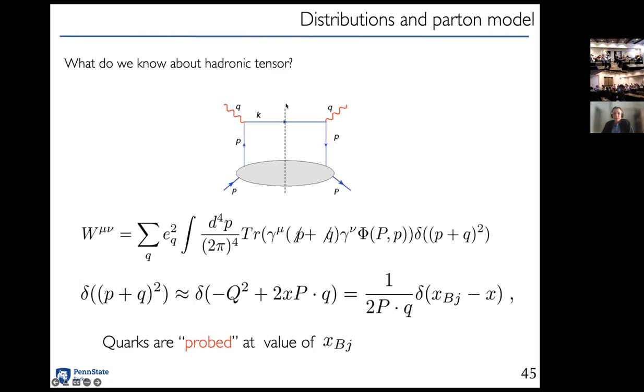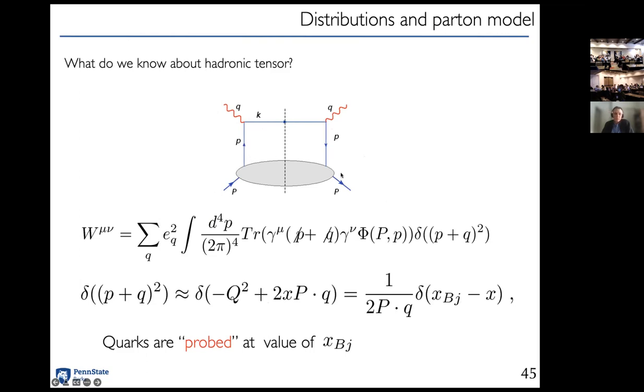And now, of course, we have the line here that crosses the cut, and therefore we have the conservation. So it's the delta of k squared equal to zero, or delta of (p plus q) squared equal to zero. And now if you write (p plus q) squared, we will find out that it's minus Q squared plus 2x p dot q. Once we work out this delta function, we find delta of x Bjorken minus x, that's the contribution at this level to this diagram.